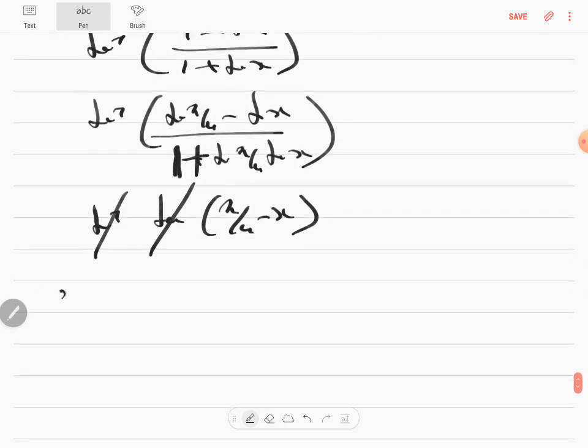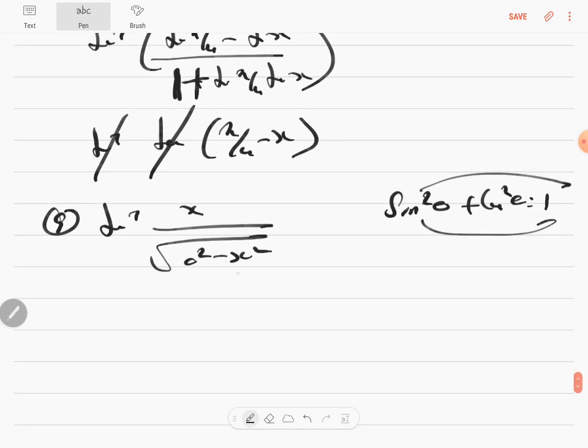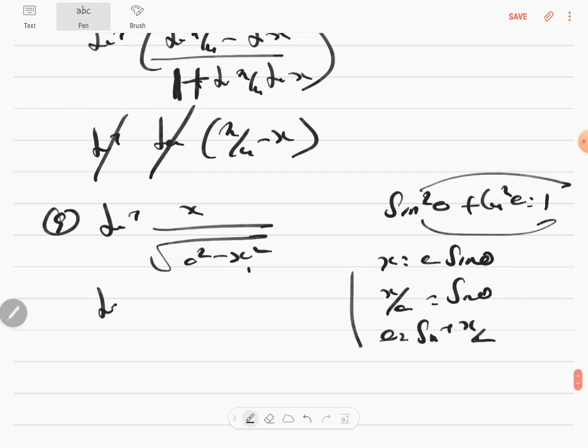So let's go to the 9th question. It is tan inverse of x by root of a square minus x square. This involves substitution. Sin square theta plus cos square theta is equal to 1, so you can take it that side and you get 1 minus sin square theta. So you can substitute x as a sin theta. Then x by a is equal to sin theta, therefore theta is sin inverse of x by a.